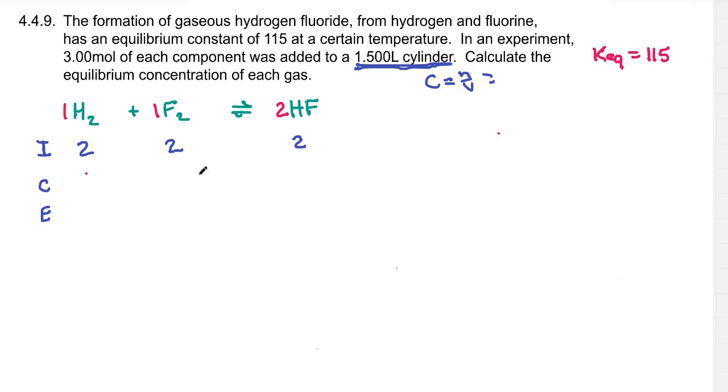Then some stuff happens, and I'm going to assume that some hydrogen gets used up, and some fluorine gets used up, and some HF gets made. What do I put here? Just X? Good, not just X. Instead, 2X, right? Because our proportions are 1 to 1 to 2. And so our hydrogen amount will be 2 minus X. Fluorine will also be 2 minus X. And our HF will be 2 plus 2X.